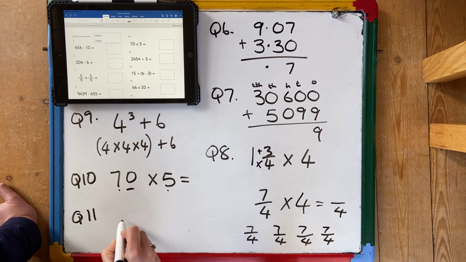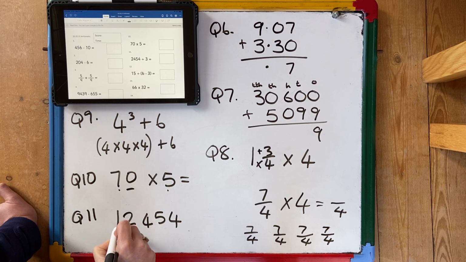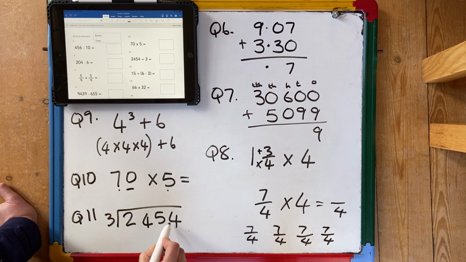Question 11. 2,454 divided by 3. So use the bus stop method for this. How many 3's in 2,454? How many 3's are in 2? Is 0, and then carry the 2 over there. How many 3's are in 24, and so on.